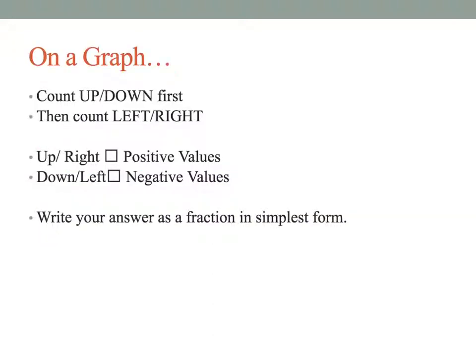So remember from yesterday that on a graph, we always count up or down first to find the slope, and then we count left or right. When we are moving up or right, we are always working with positive values, and when we move down or left, we are working with negative values. So if you move up 3, it's positive 3, and if you move left 4, it would be negative 4.